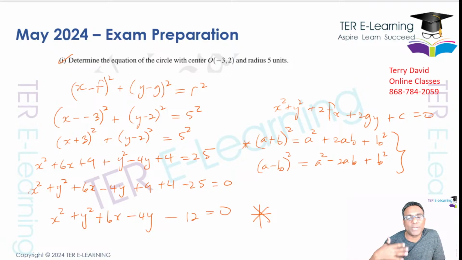So you need to work both ways. You have to be able to find the equation of a circle if you know the center and the radius, or if they give us the equation of the circle, you have to be able to determine the center and the radius.